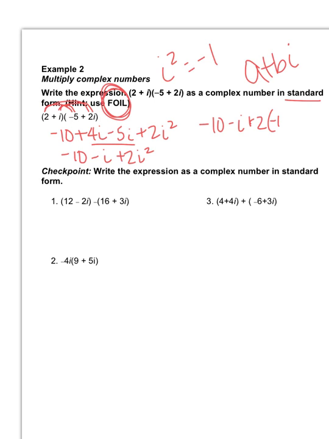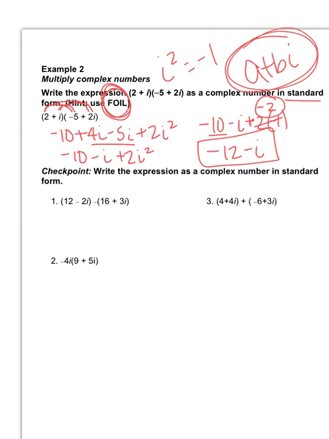I'm going to have 2 times a -1. So instead of writing i squared, you're replacing it with a -1. Okay, so that's going to end up giving you a -2 there, and then you'll be able to combine it with a -10. So that would give you a -12 minus i for your answer. Okay, so make sure it says standard form. There's not an i squared in standard form. So if you end up with an i squared, you should be replacing it with a -1.